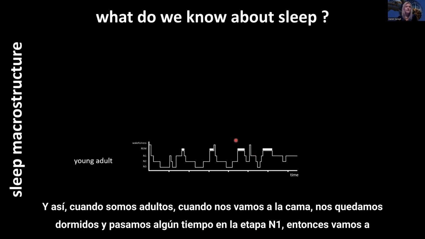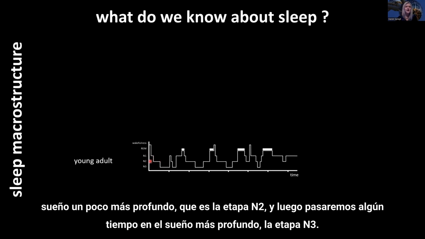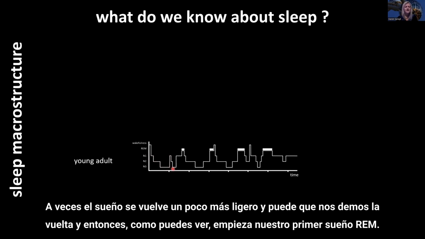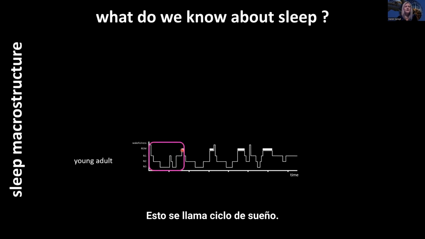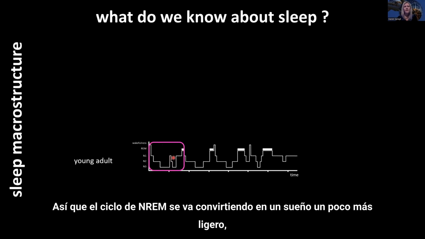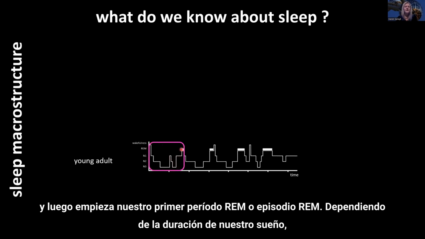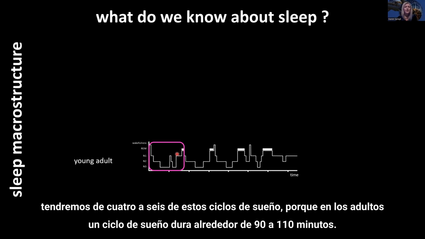And so when we are adults, when we go to bed, we fall asleep, and we spend some time in stage N1, then we go to a slightly deeper sleep, which is stage N2, and then we spend some time in the deepest sleep, stage N3. Sometimes the sleep becomes a little bit lighter, and we might turn, and then, as you can see, our first REM sleep starts. This is called a sleep cycle: the cycle from non-REM, becoming a little bit lighter sleep, and then our first REM period or REM episode. Depending on our sleep duration, we will have 4 to 6 of these sleep cycles, because in adults, a sleep cycle lasts about 90 to 110 minutes.